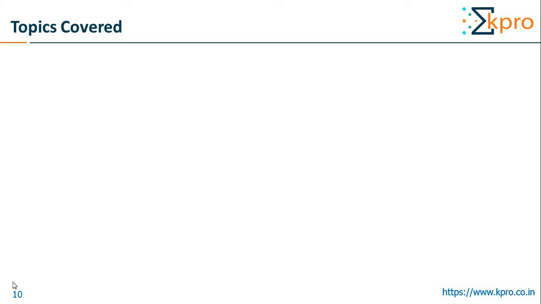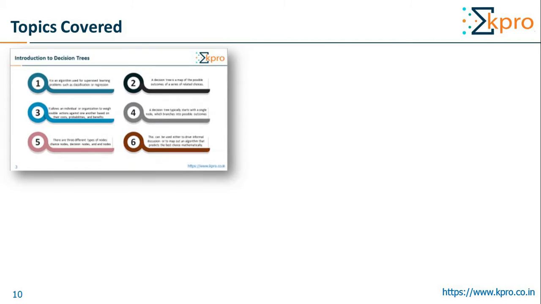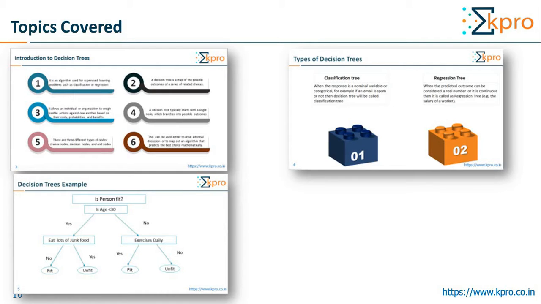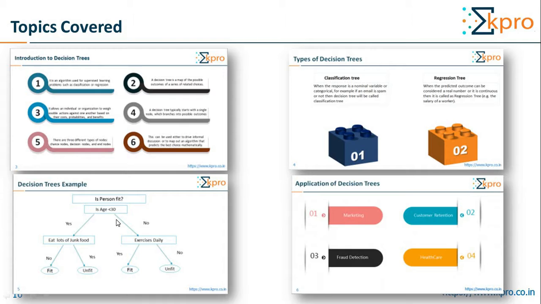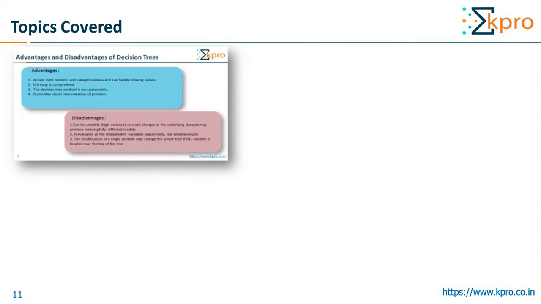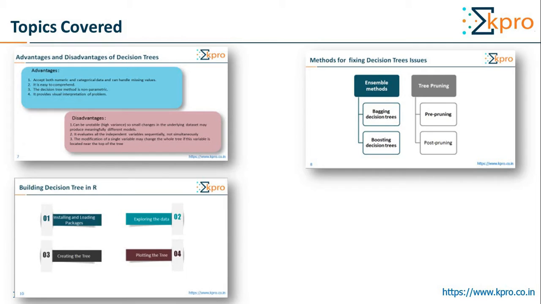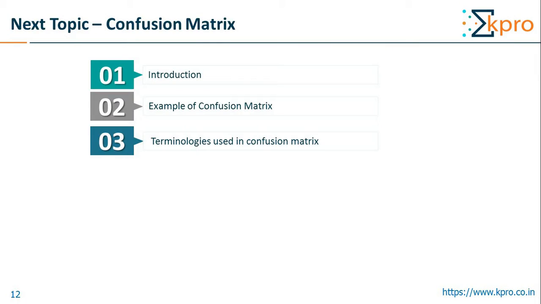Now let us have a look at the topics which we have covered in today's session. We started with the introduction of decision trees. Then we learned different types of decision tree. Then we understood decision tree structure with an example. Then we learned about the application of decision trees in different fields. Then we understood the advantages and disadvantages of decision trees and the methods to fix them. And finally we learned building a decision tree using R. So that's all for today's session.